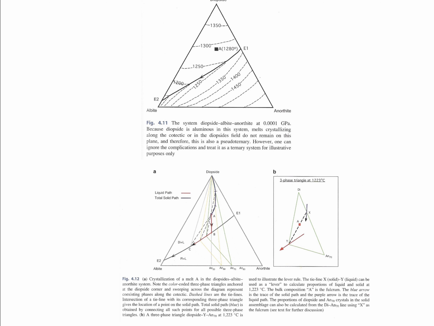And here we have now in inset B the three-phase triangle at 1223 degrees Celsius. We are going down this side in the ternary system, and then going to the more albite-rich side, and we are forming from our liquid-rich composition finally the solid rock.